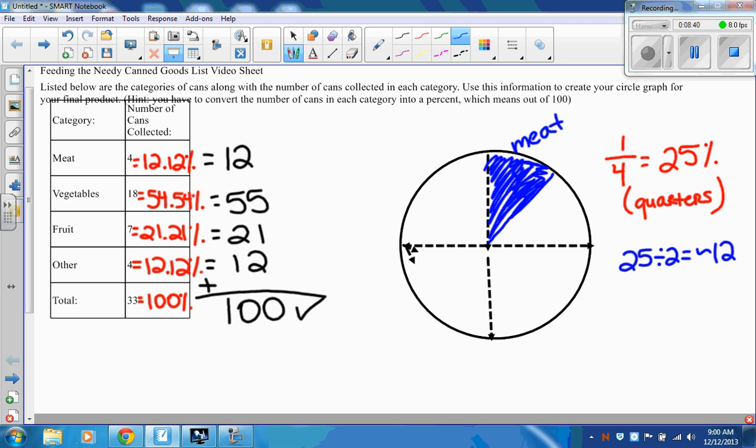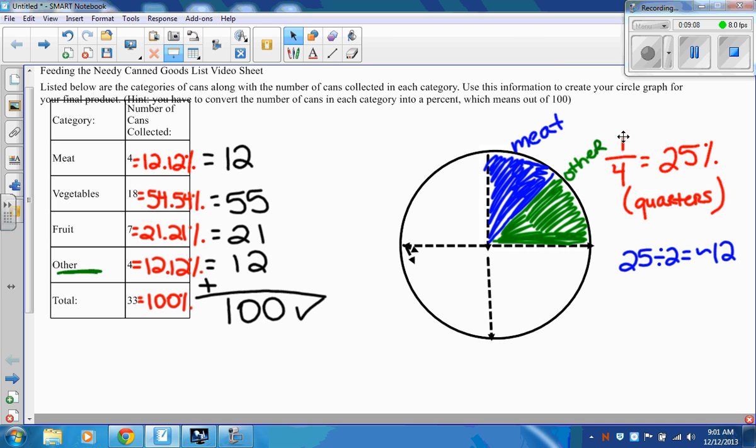All right, so now you have to kind of organize your thoughts a little bit, and you know that meat is 12%, and we did that in blue. And look down at other, it's also 12%. So we can use the rest of that first part to represent other. So we have other in green, and that's 12% of the circle. Okay, so we've done other, we've done meat in blue.